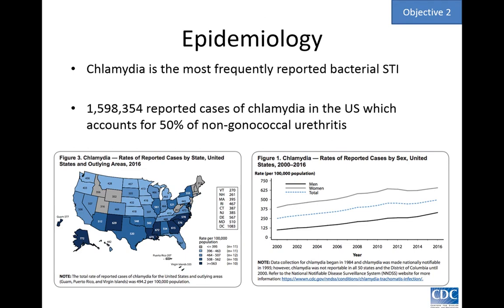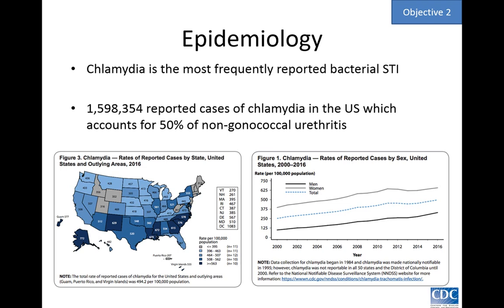So chlamydia is one of the most reported and one of the most common STIs, according to the CDC. In 2016, there were over 1.5 million reported cases, and these were attributed to more than 50% of non-gonococcal urethritis, which is basically irritation of the urethra, which mostly is caused by gonorrhea, but in other cases, chlamydia can contribute to this as well.